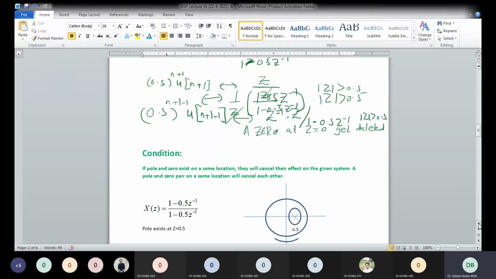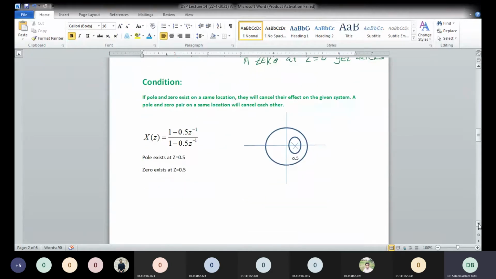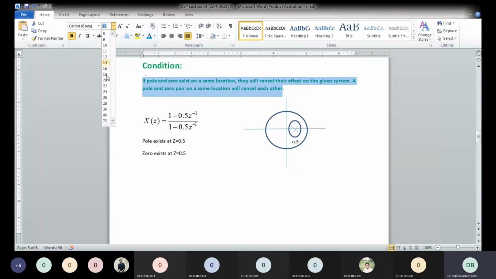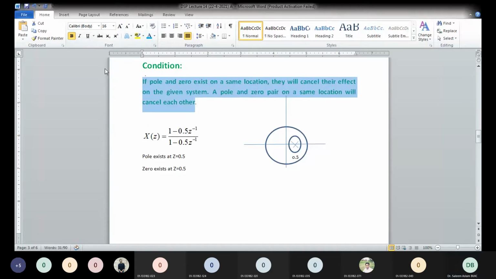Okay, now let me give you the first condition and then I'll come back to this example again. So what is the condition? Condition is saying that if pole and zero exist on the same location, they will cancel their effect on the given system. A pole and zero pair on the same location will cancel each other.